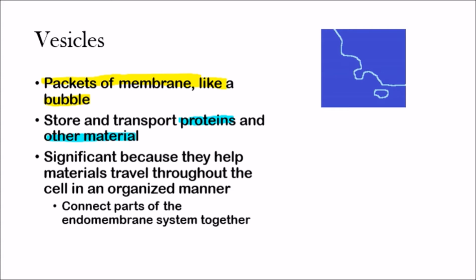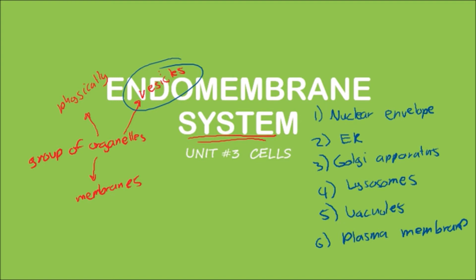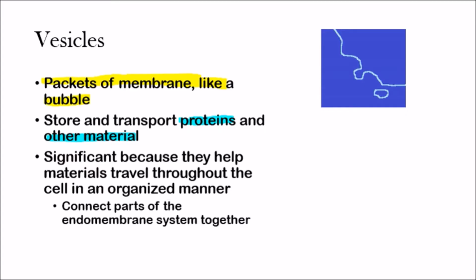You can think of the endomembrane system like the UPS, the United States Postal Service. They send packages, they send mail to everyone, right? So you can think of a vesicle as an individual envelope or a box, and they transport proteins and other material. They're significant because they help materials travel throughout a cell in an organized manner.